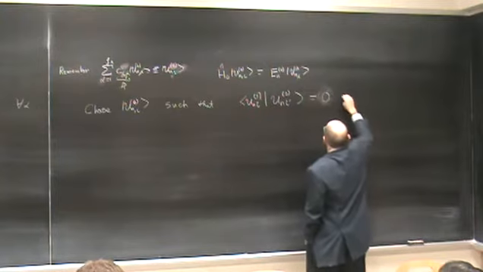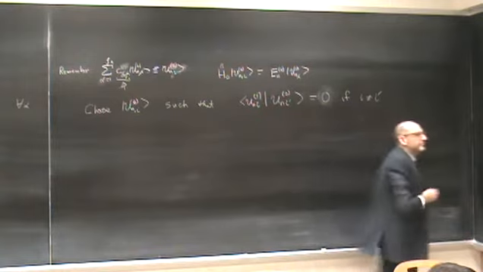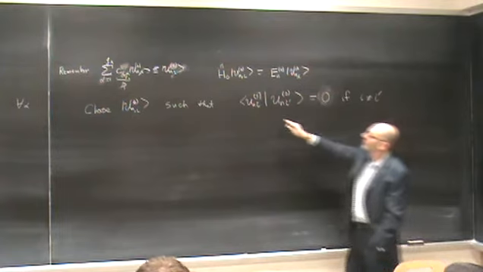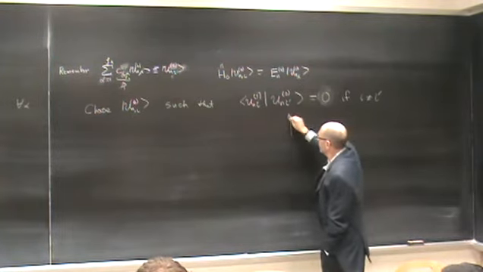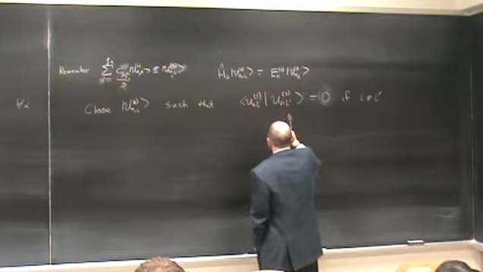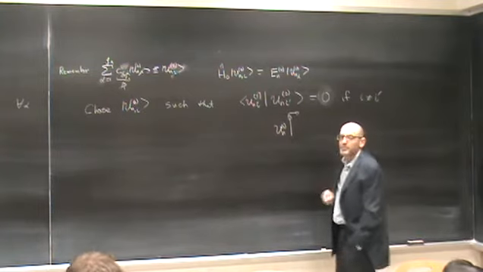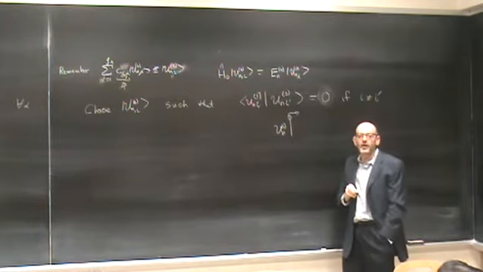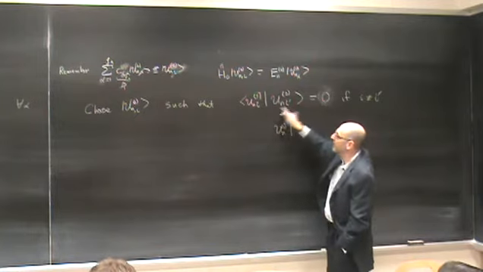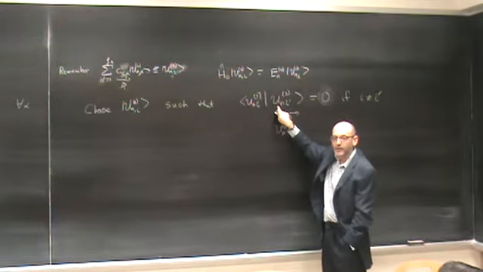We want this to be 0 if I is not equal to I prime. Remember, we had chosen previously when we looked at this in the non-degenerate case, we said this was the 0th order state thought about as a vector in Hilbert space, and then we chose the perturbation orthogonal to it. I want to make sure that the perturbation is orthogonal within a degenerate subspace. That's what I want to make sure is true.